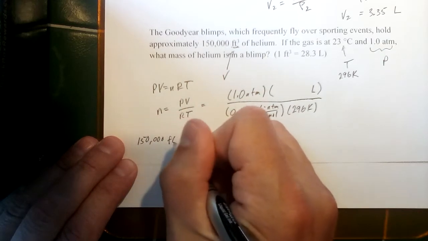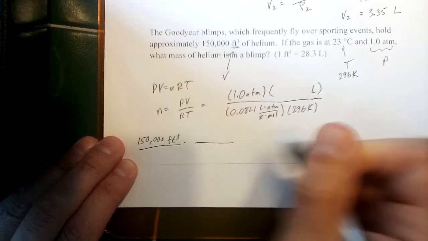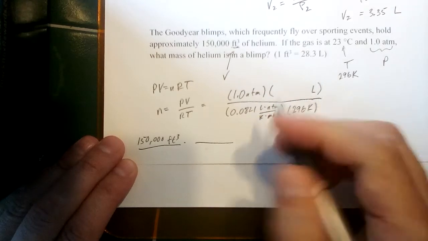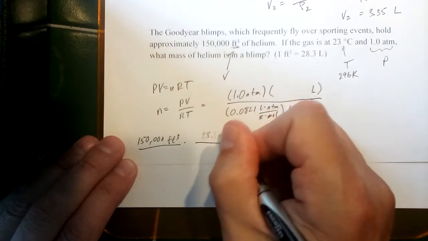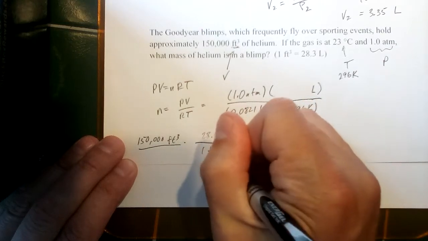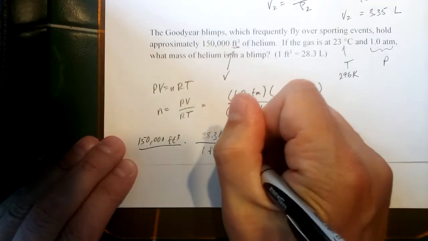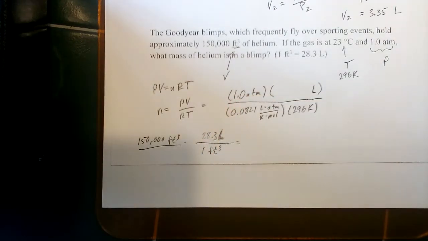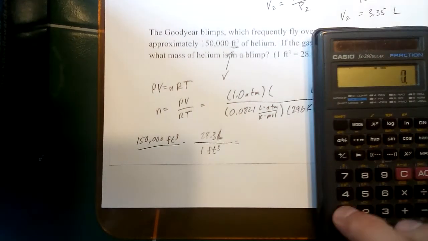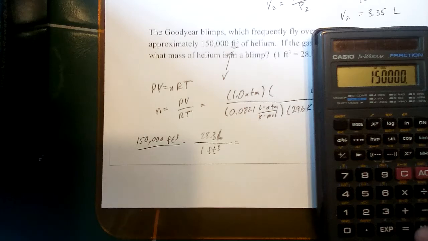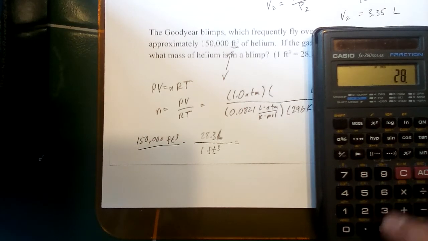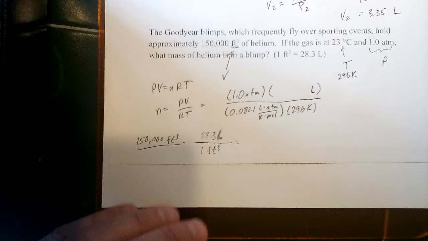150,000 cubic feet, and we're given here at the end of the problem the relationship between liters and cubic feet. There are 28.3 liters in 1 cubic foot, and that will give me, my pen is about to run out, so let me switch to the blue pen. 150,000 times 28.3.